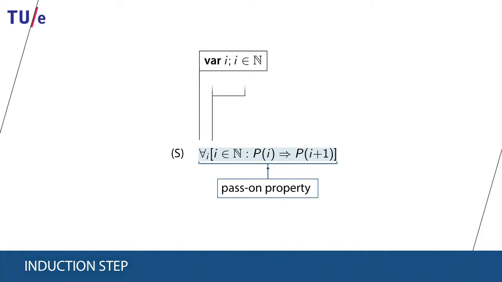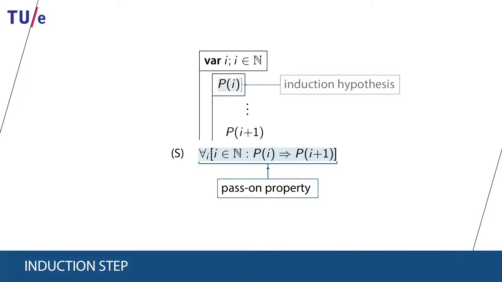It should generally be proved with an application of the standard universal quantification introduction and implication introduction rules. Note that this results in the declaration of a natural number i, of which it is assumed that P holds, and then the goal is still to prove that P also holds for i plus 1. The assumption P(i), generated in the process, is generally called the induction hypothesis.